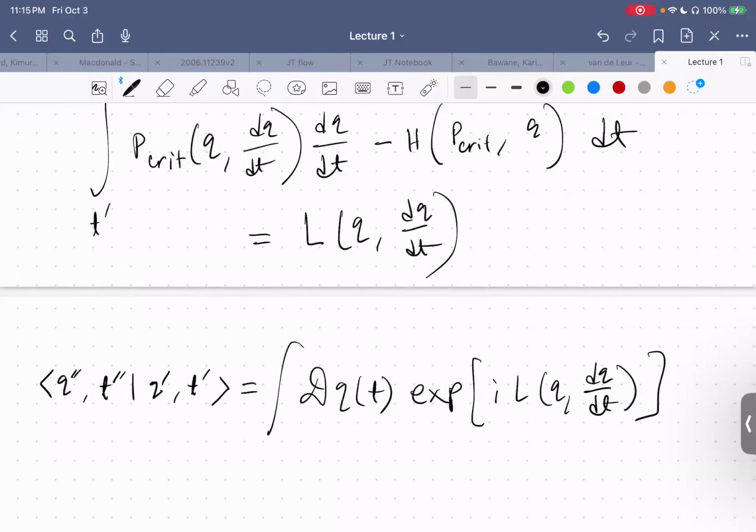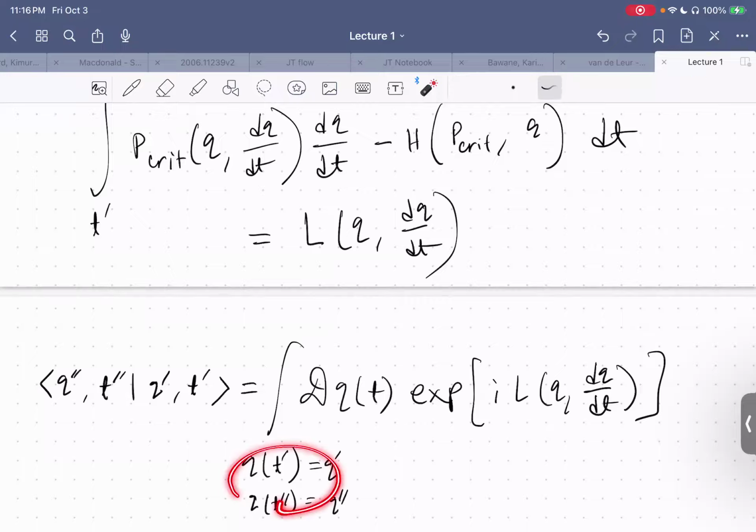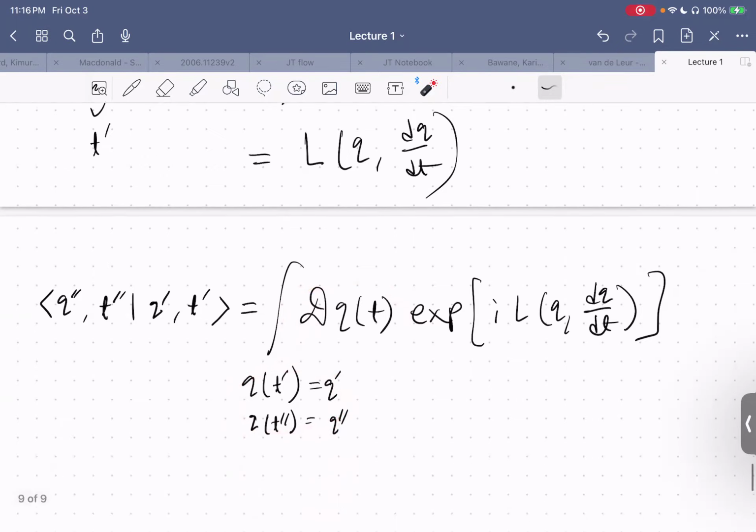And okay, just to remember that we have boundary conditions that we are integrating over all functions Q such that at T prime, they were Q prime, and at T double prime, they're Q double prime. So with these boundary conditions, you sum over all paths such that these boundary conditions are satisfied. And the answer is this transition amplitude. Okay. So for today, I'm going to stop here.